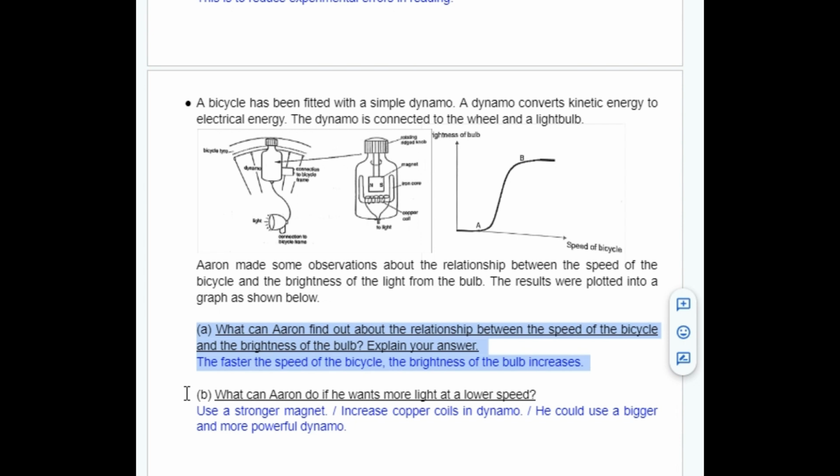B. What can Aaron do if he wants more light at a lower speed? Use a stronger magnet. Increase copper coils in the dynamo. He could use a bigger and more powerful dynamo.